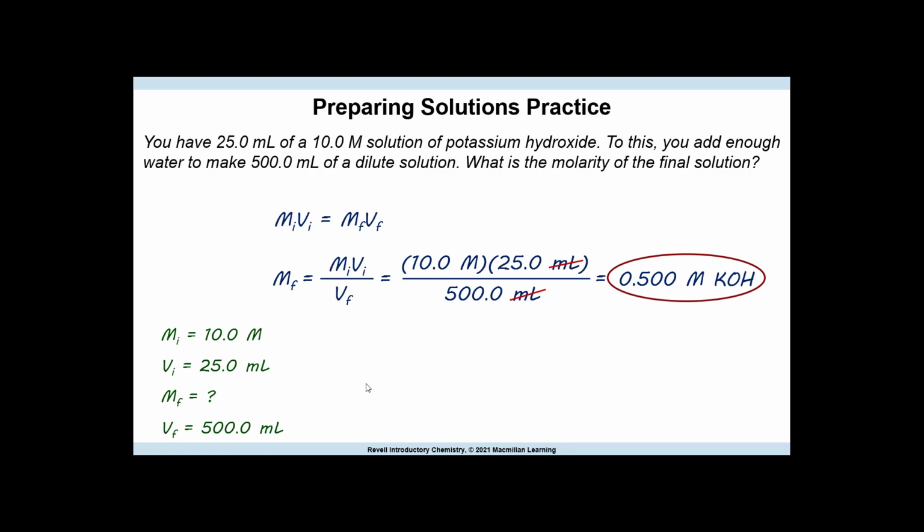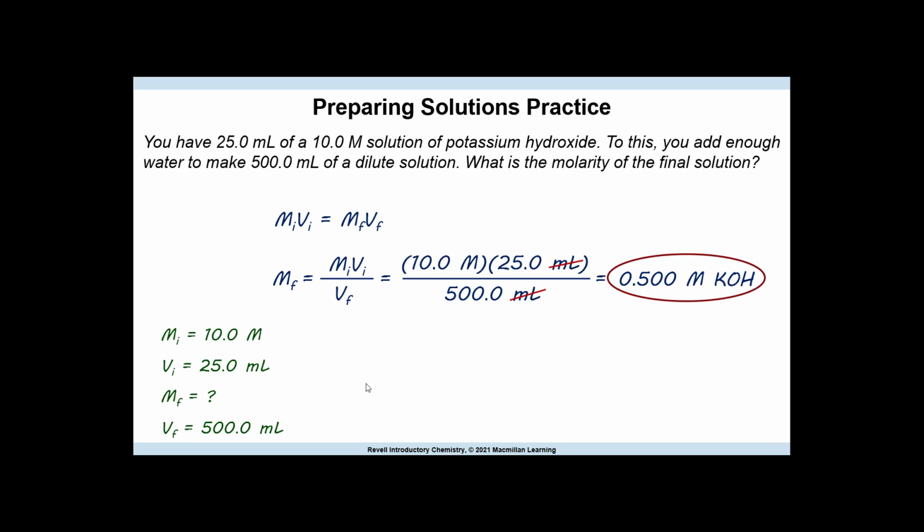So Mi is 10 molar, Vi is 25 mL, Vf is 500 mL. We're trying to find the molarity. We therefore arrange the equation above to find the final molarity, then substitute the values in question. So substituting the numerical values, we get 10 molar times 25 mL over 500 mL. Because we want molarity, we expect the units of volume to cancel out, so they have to be the same. So you should pay attention to whether you are ending up with the units that you expect. The milliliters cancel, giving us a final answer of 0.500 molar potassium hydroxide.